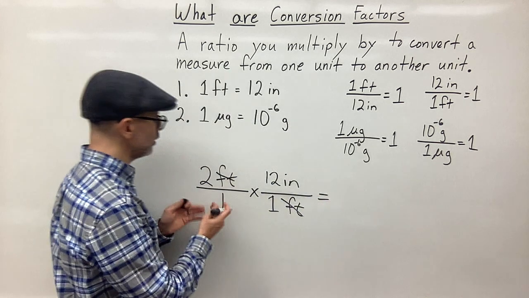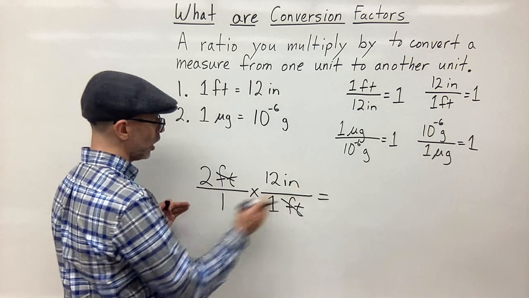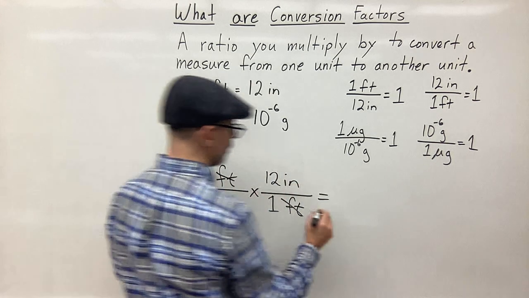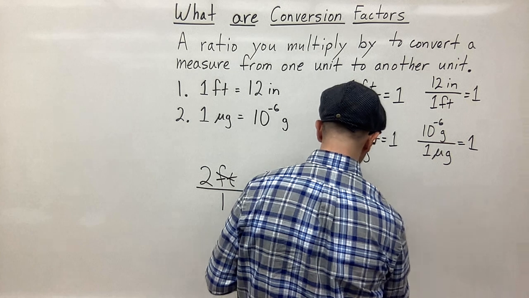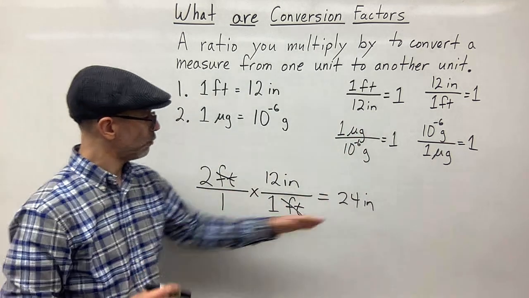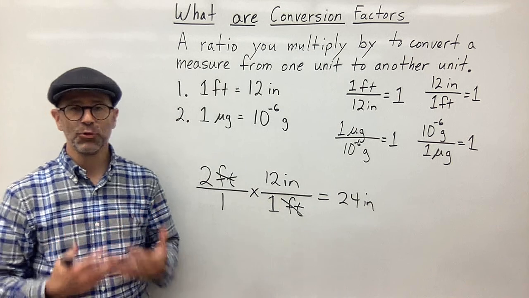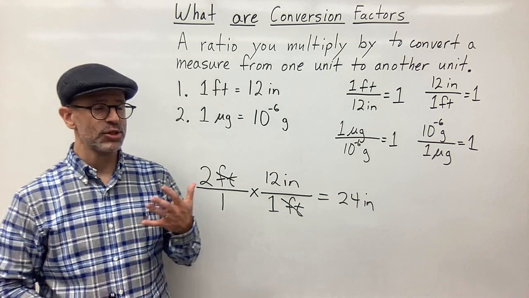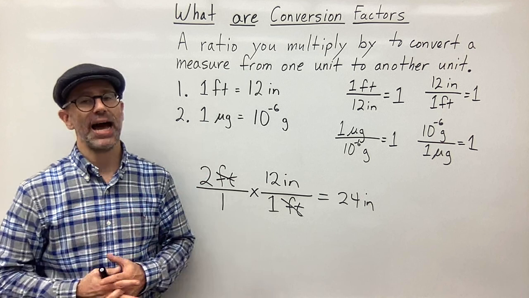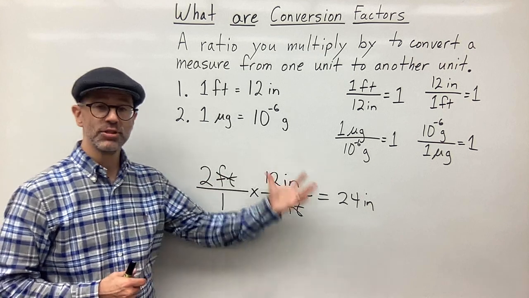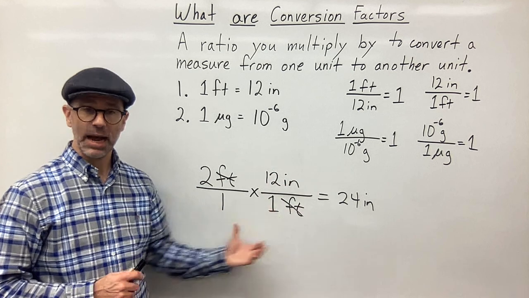So now all I need to do is multiply 2 times 12, divide by 1, which is, again, not going to do anything. So 2 times 12 is 24. And so my 2 feet is equal to 24 inches. Again, this is a really simple example. It's not meant to show you anything other than how to use the conversion factors. So it's easy to see using a simple example like this.